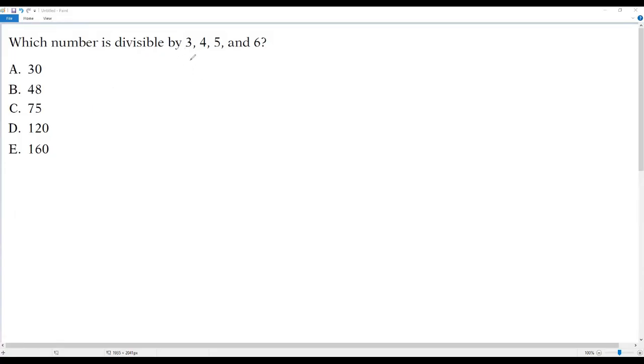What we need to do is we have to find the least common multiple of the given four numbers. Let me take these four numbers in L division. That is 3, 4, 5 and 6. Now we have to get the common divisor for all the four numbers if possible. No, there is no common divisor for all the four numbers.